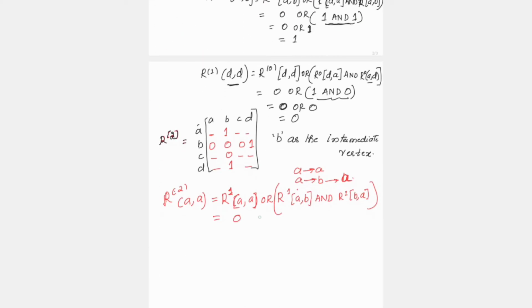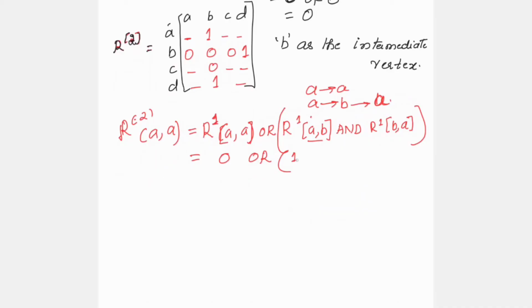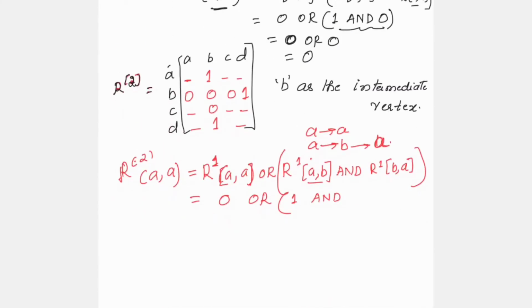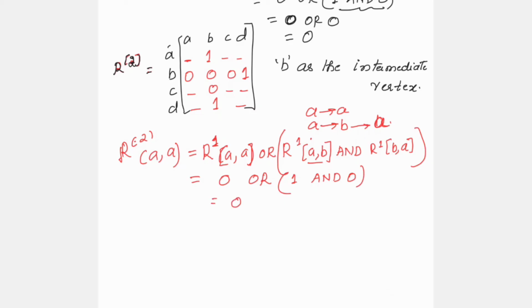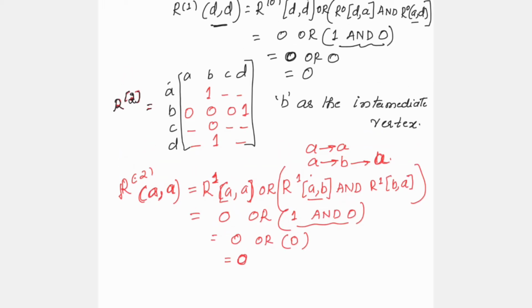So you will write here 0 OR operation. Then in R1, A to B is 1, logical ANDed with, and in R1, B to A is 0. So you write 0 here. First compute this: 1 ANDed with 0 is 0. 0 OR with 0 is 0. So now for A to A in R2, the value you computed is 0, so you write 0 here.